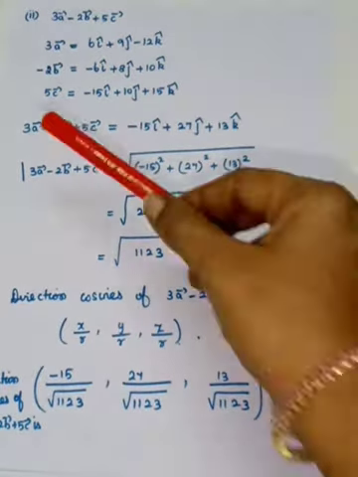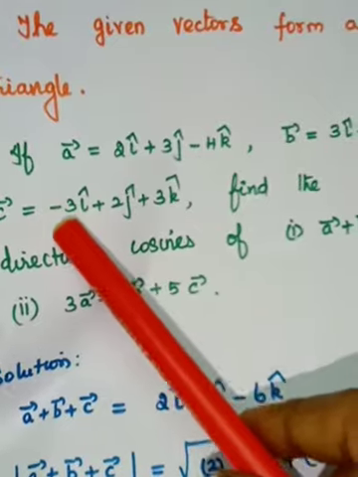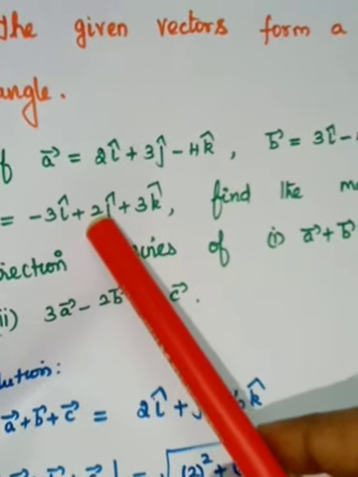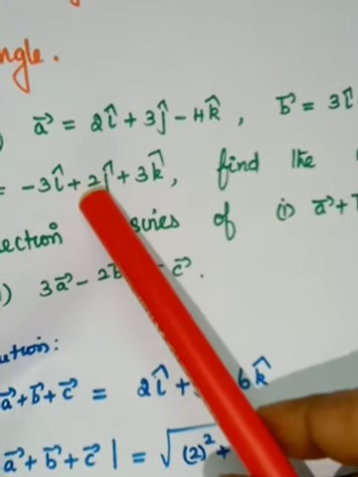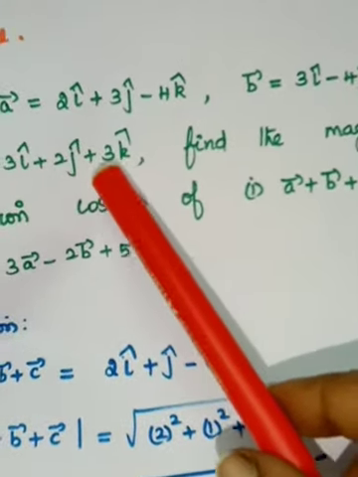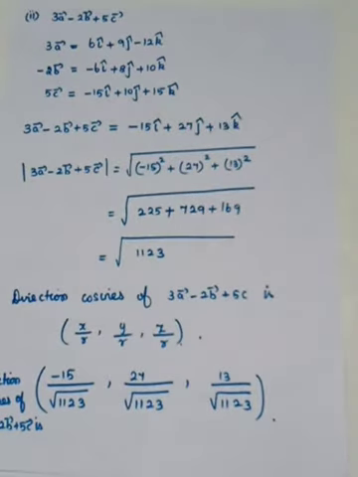Next one, what is asked? 5 c. So the c vector has to be multiplied with the scalar 5. So it is minus 15 i cap. Okay, sorry. Here, if you multiply with 5, it is 10 j cap plus 15 k cap. So I have found all the three results separately.